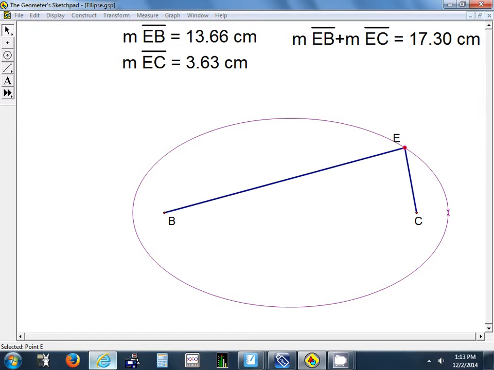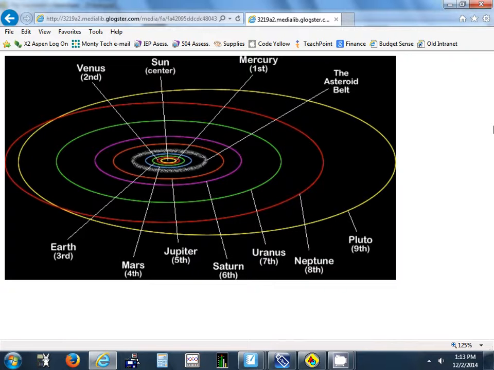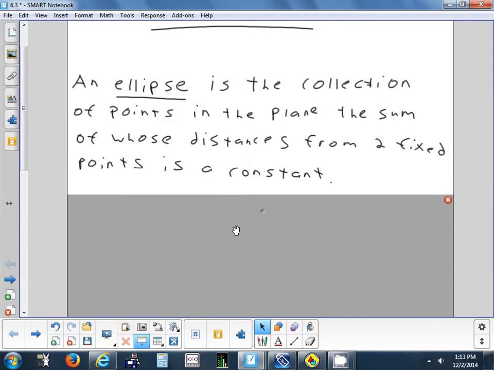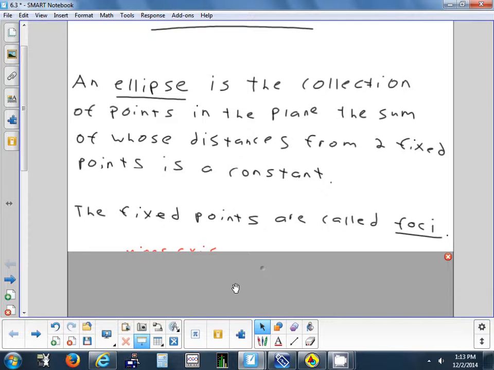So sometimes, if you study astronomy, you look at the orbit of a planet, it's elliptical. Some people think it's circular, the way the planets go around the sun. It's not really circular, it's more elliptical. But that's a use for ellipses, studying orbits. We won't be looking at that too much. Any question on the definition of an ellipse?